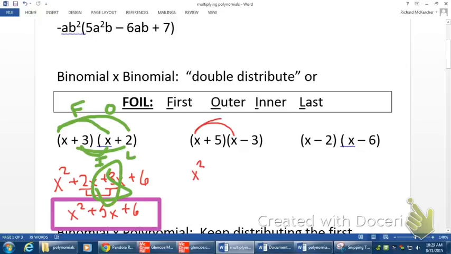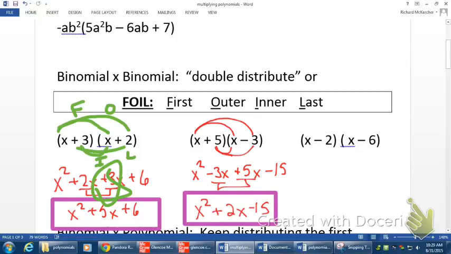First, outer, inner, last. First terms, outer terms, inner terms, last terms. And then those are normally like terms, and we add them together.